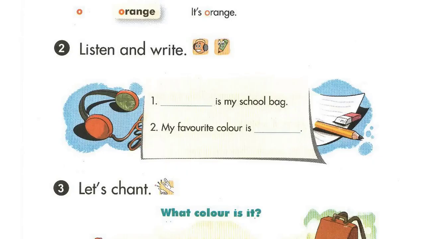Page 62. Lesson 3. Activity 2. Listen and write. 1. It is my school bag. 2. My favourite colour is orange.